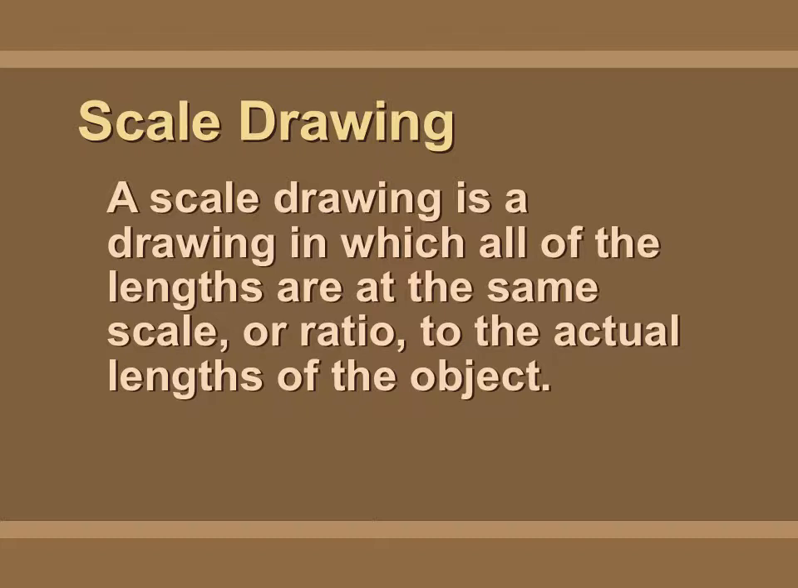Let's talk about a scale drawing. A scale drawing is a drawing in which all of the lengths are at the same scale or ratio to the actual lengths of the object. So let's say San Antonio to San Marcos is 15 miles, and we represent that 15 miles on a scale drawing with 1 inch. Well, if we know that from Austin to San Antonio is 30, we would use 2 inches because it's 15 miles for 1 inch and another 15 miles for a second inch, which gives us 2 inches. So the scale or the ratio stays the same.